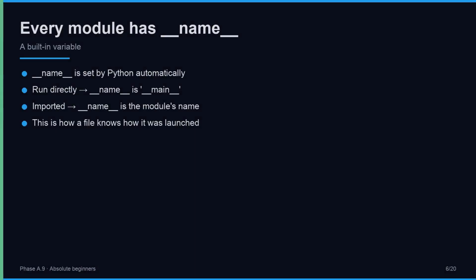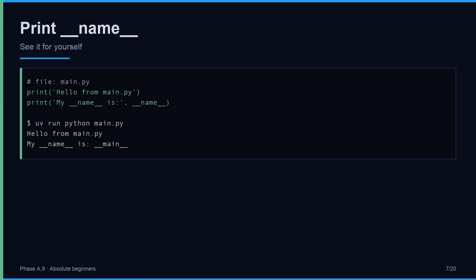Python sets __name__ for every module automatically. When you run a file directly, python main.py, Python sets the variable to the string "__main__". When you import the same file from somewhere else, Python sets the variable to the module's name, usually the file name without the .py. So a file can check its own name variable and decide, am I being run, or am I being imported? A built-in variable. Here is the simplest proof.